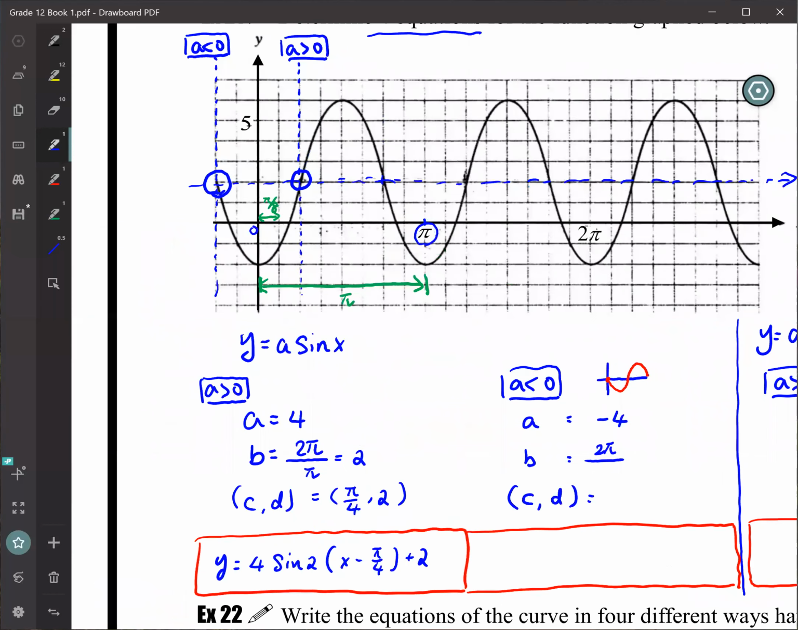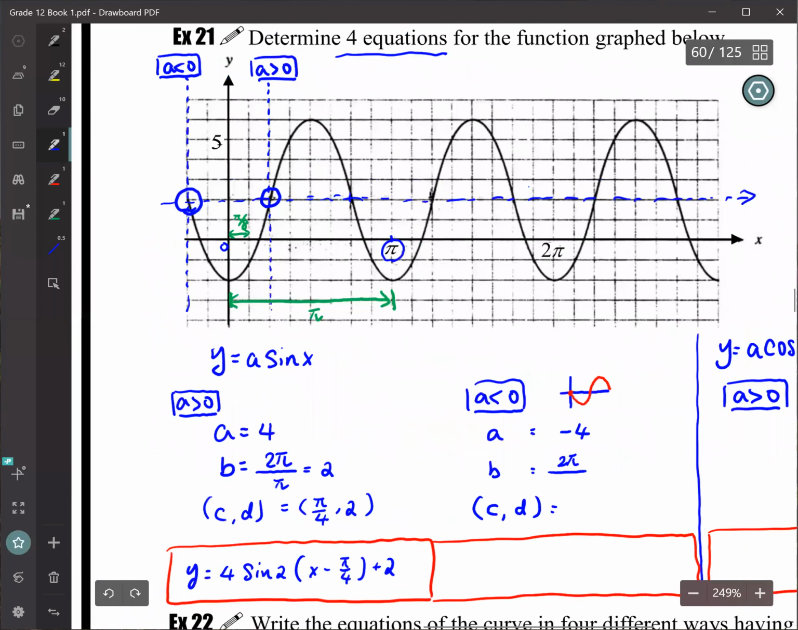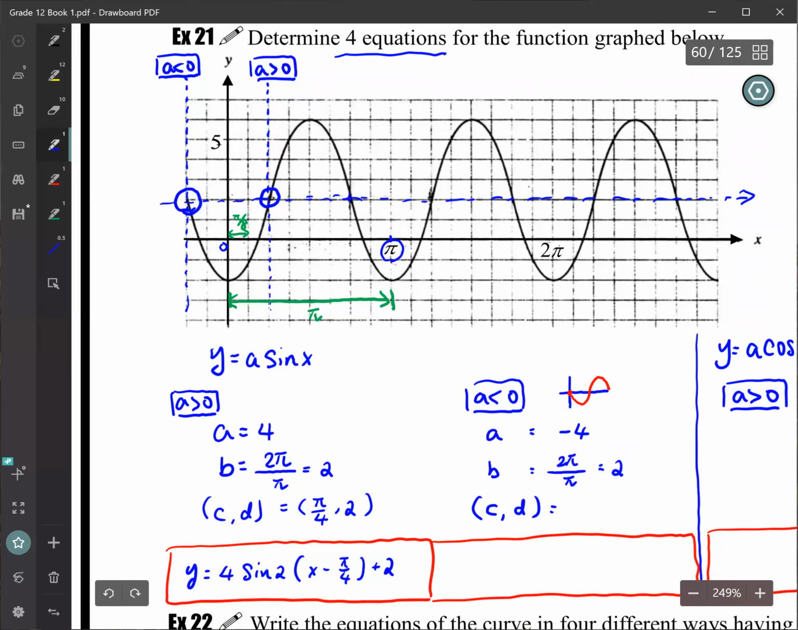Hold on. 2. Wait, hold on. It's 2. Yeah, okay, 2 pi over pi. So that's the same as before, okay? The period will be the same throughout the whole question because it did not change the period, right? If you change the period, that means it's getting wider, okay? So the graph is still the same graph, okay? So period won't change.